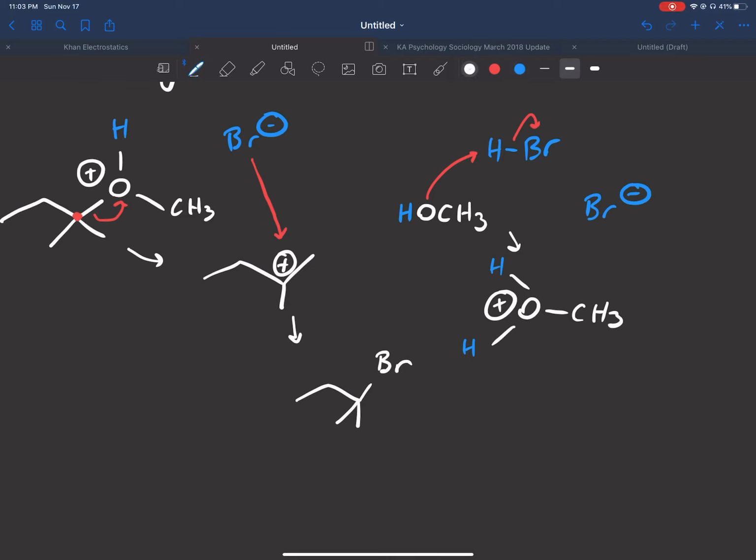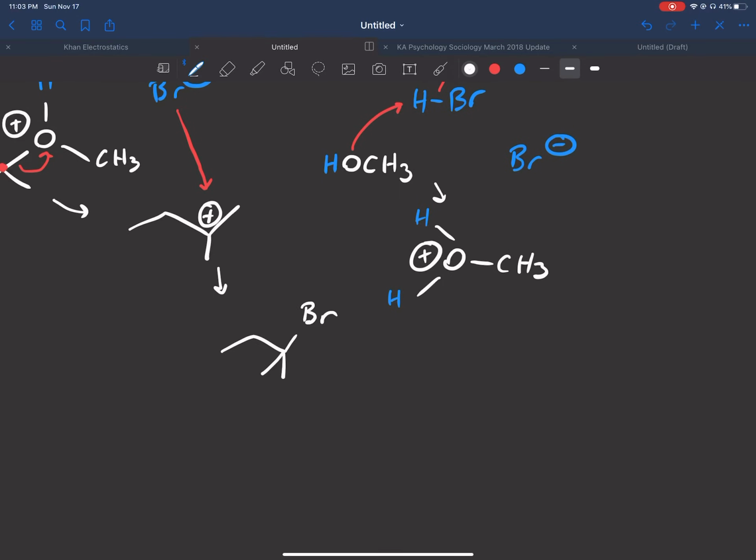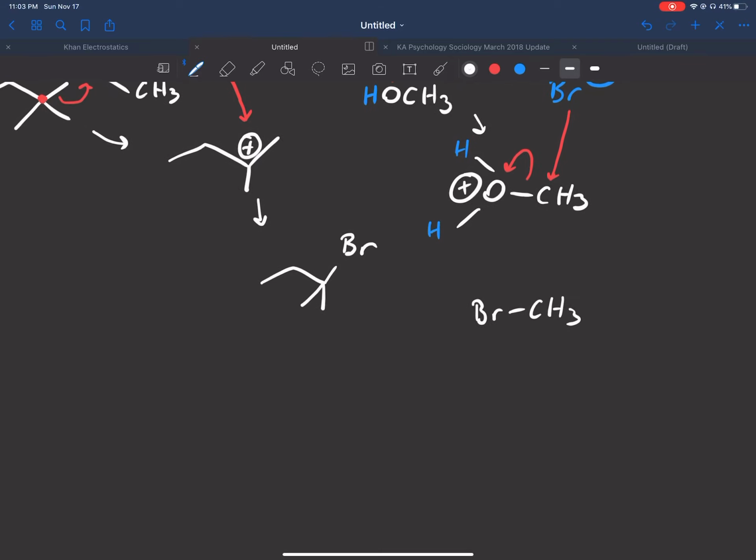So what's going to happen? Well, if we did the SN1 mechanism, we'd have a carbocation and a methyl, which we know is really bad. And in this case, it's going to be an SN2 reaction. Br minus is going to attack that carbon, kick out this water, giving us BrCH3, and we have H2O. Okay? So that's one example of an ether cleavage, right?